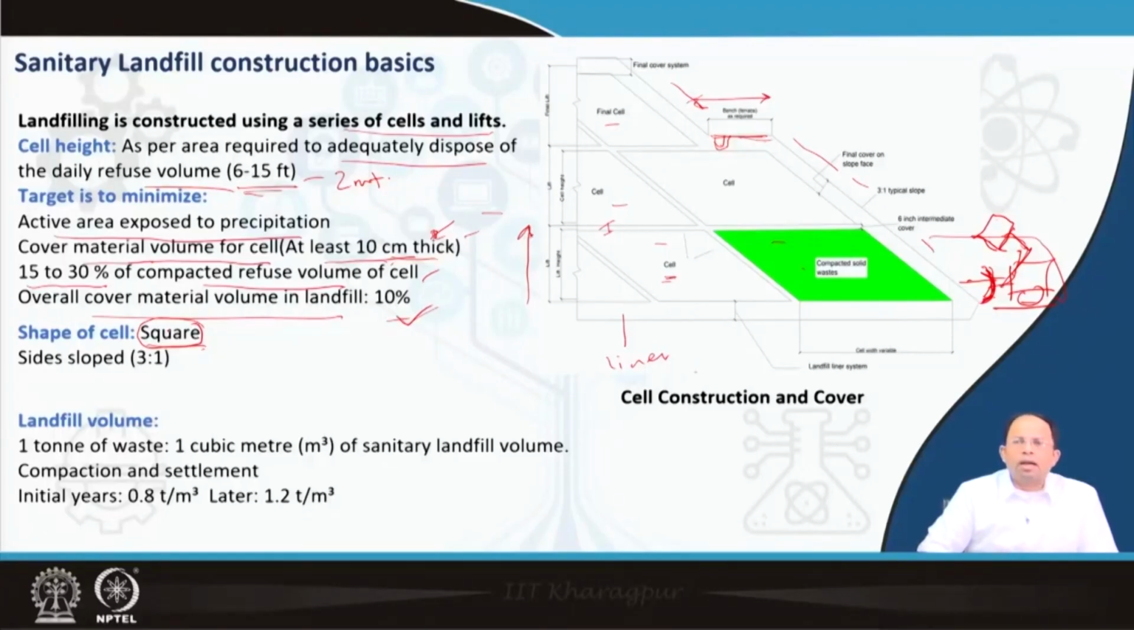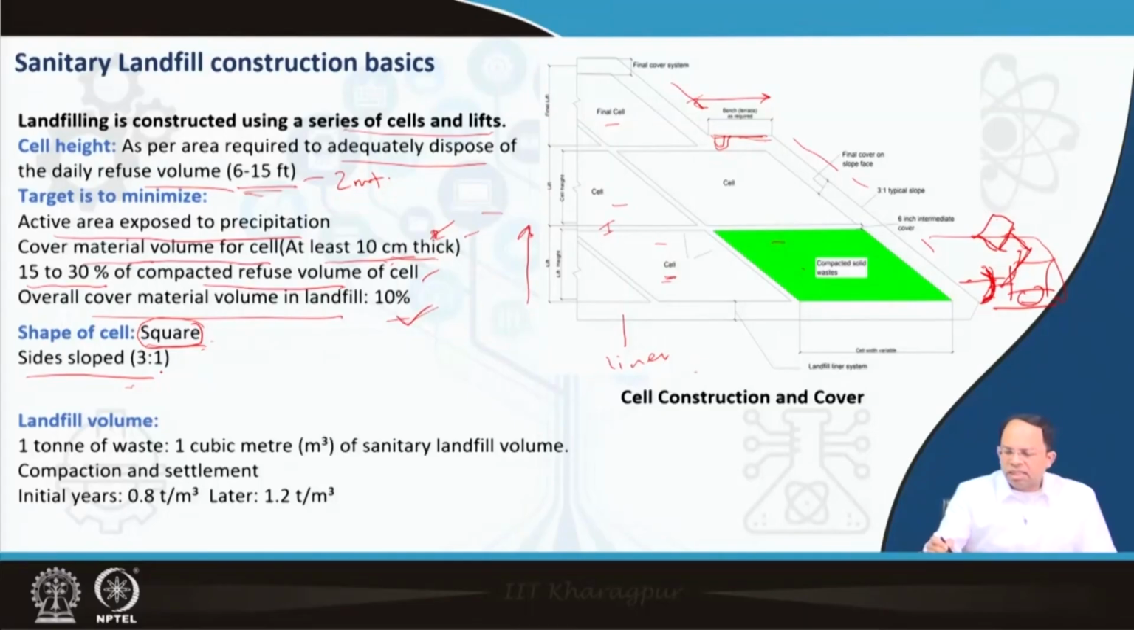And more or less the shape of the cell, we try to keep it squarish. Now, why square? If it is square, then what happens? It's the same on all sides. And it's easy to estimate how to cover it with soil and all these things. So we keep a certain profile, right? And the sides of the cell are also sloped at 3:1.